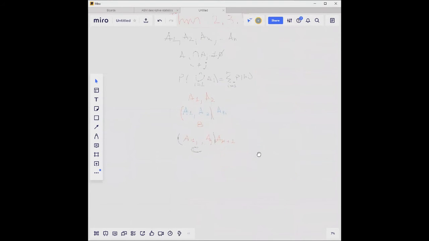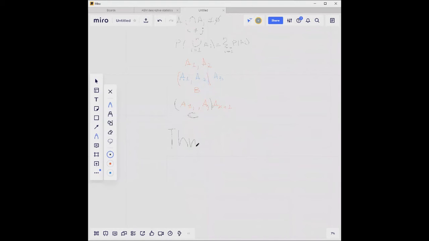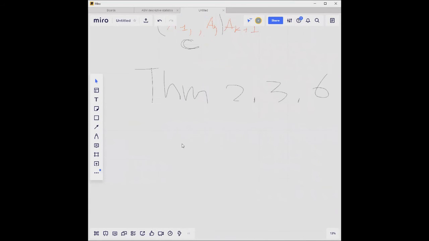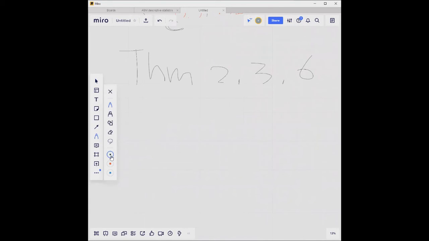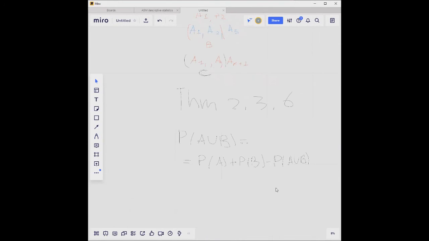All right, now on to theorem 2.3.6. Okay, you guys are probably familiar with this one from Venn diagrams. In the case when we have the probability of the union of two events A and B, those are not necessarily mutually exclusive, then the probability of this union might be defined as probability of A plus probability of B minus probability of their intersection.